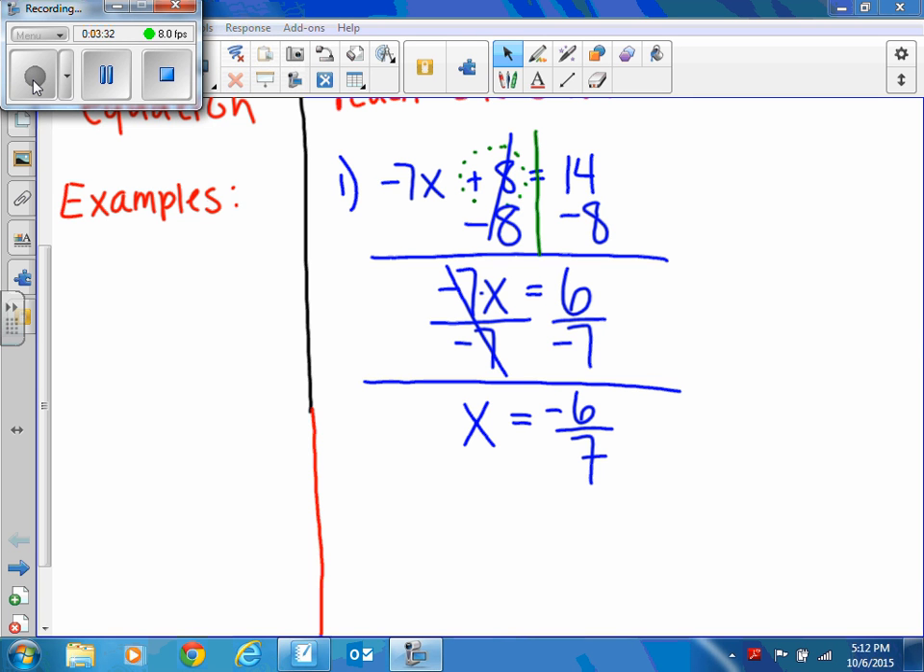All right, so sorry, I had a minor interruption. Okay, so like I was saying, we just leave it as a fraction. So x equals negative 6 sevenths. We're done. That's what I want to see.